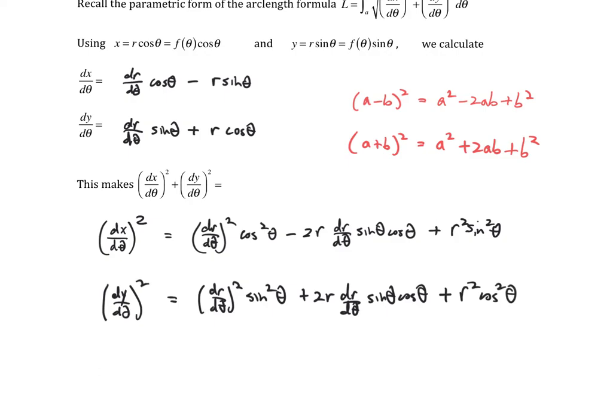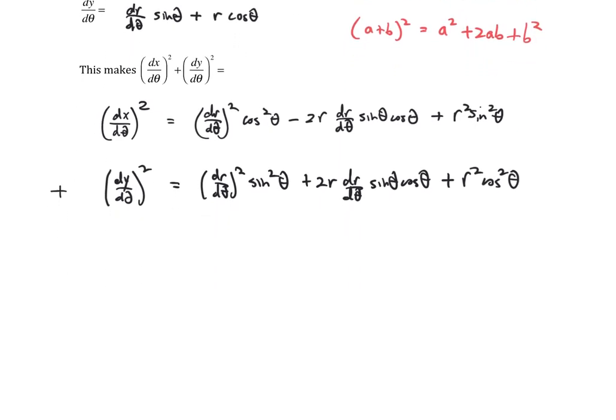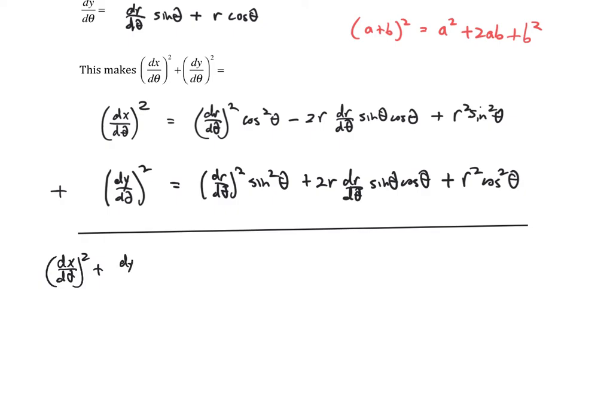And then remember, inside that square root, we wanted to add these two things together. So I'm going to put a plus sign over here, and I'm basically going to add both sides together. So let me move this up a little bit here like this. And let's put a line here. I'm going to add those two sides together. So we get dx d theta squared plus dy d theta squared. What's that going to equal to?